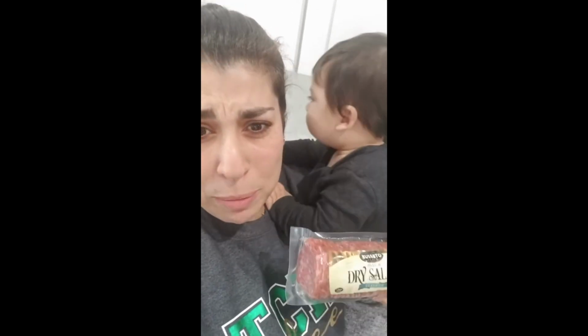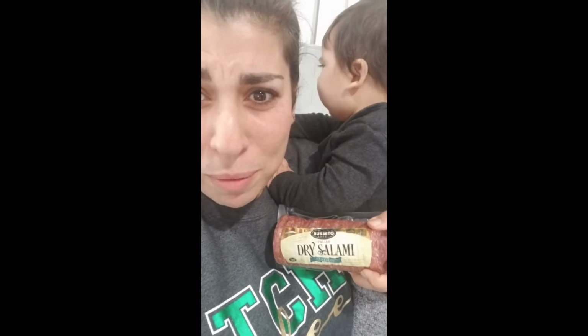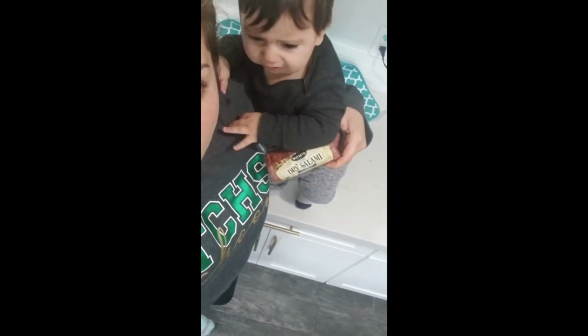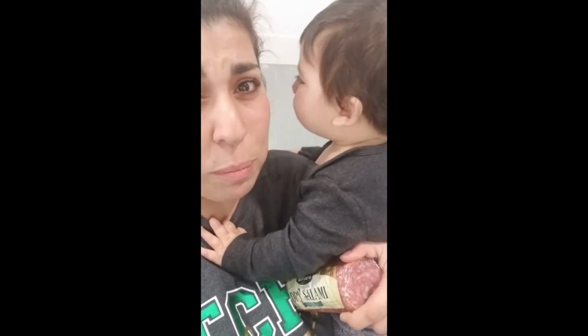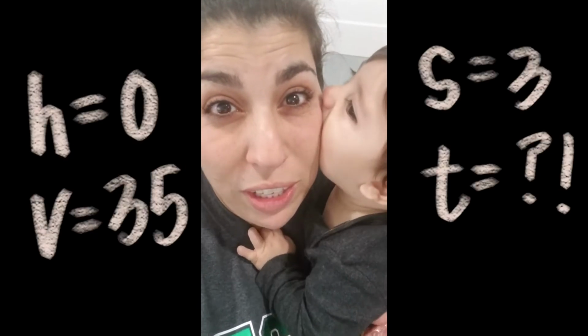Miss K, I need your help. Little Liam over here keeps throwing this package of dried salami onto the floor from the countertop. And I was wondering, how long do I have before it lands on the ground? Just so I know how long I have to catch it. He's throwing it from about 3 feet in the air at a vertical velocity of 35 feet per second. If you could help me figure it out, that would be great. Thank you so much.